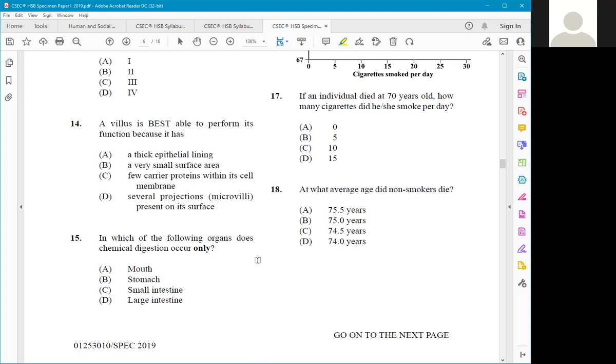In which of the following organs does chemical digestion occur only? And they put only in bold. So they don't really want to feel like they're tricking you. They're making sure you see the only. So chemical digestion only occurs in one of the following organs. No, I said that wrong. What I meant to say is only chemical digestion occurs in the organ that we're going to pick. All right, reading it again. In which of the following organs does chemical digestion occur only?